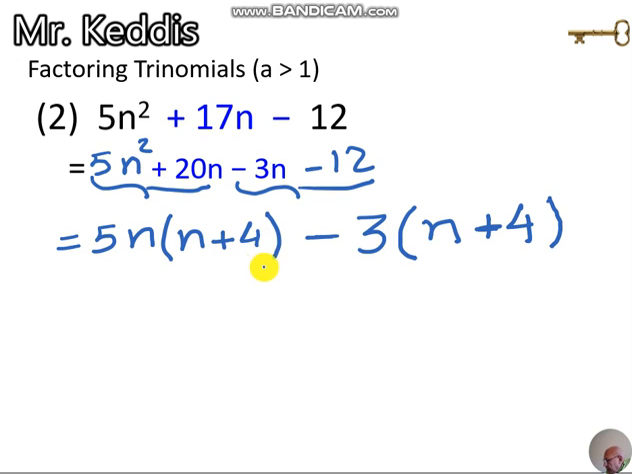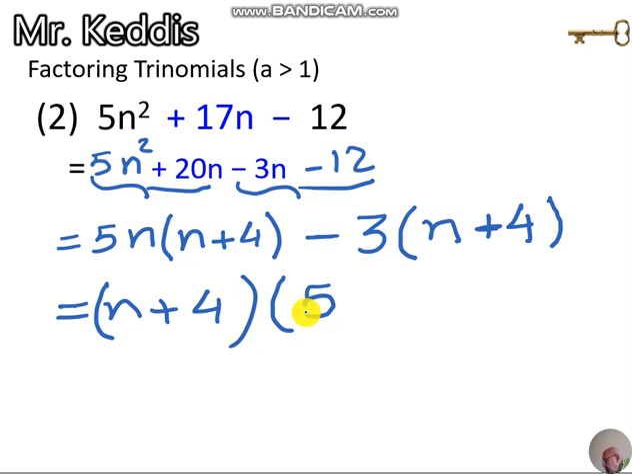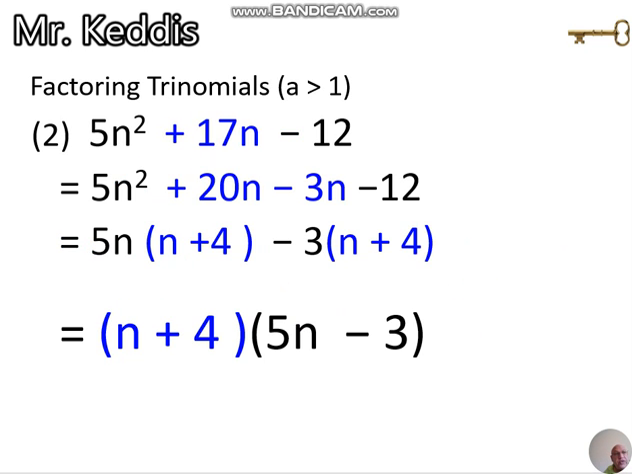You have two terms here, this one and this one. You have n plus 4 as a common factor. I take n plus 4 as a common factor. If I multiply n plus 4 times 5n, I get the first term. If I multiply n plus 4 times negative 3, I get the second term. Please pause and take notes.